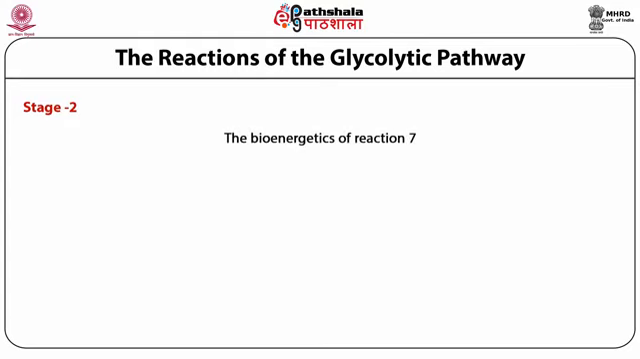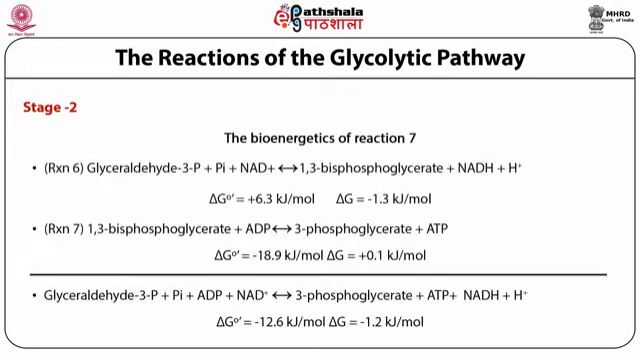The bioenergetics of reaction 7 emphasize two important concepts. First, reaction 6 and reaction 7 are coupled reactions in that the large negative change in standard free energy of reaction 7, that is minus 18.9 kJ per mole, pulls the less favorable reaction 6, that is plus 6.3 kJ per mole, to the right through the shared intermediate 1,3-bisphosphoglycerate as shown in the figure.